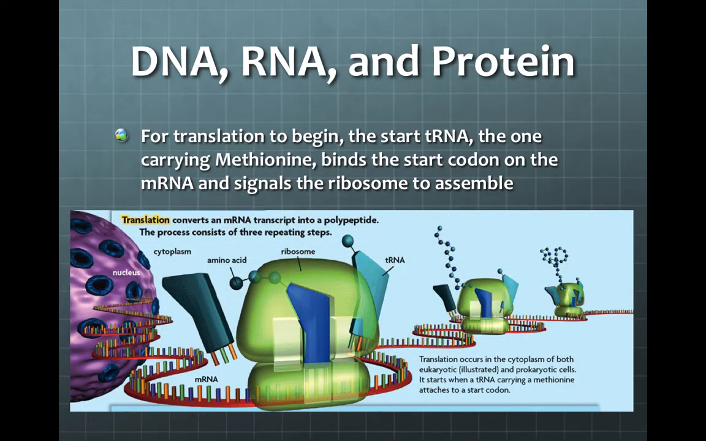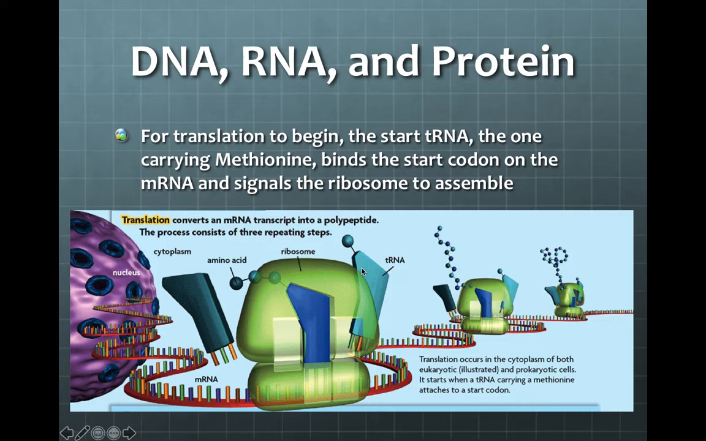Okay, so for translation to begin, you start with the transfer RNA, the one carrying methionine. AUG is the start codon. AUG is methionine. So it binds the start codon on the messenger RNA and signals to the ribosome to assemble.